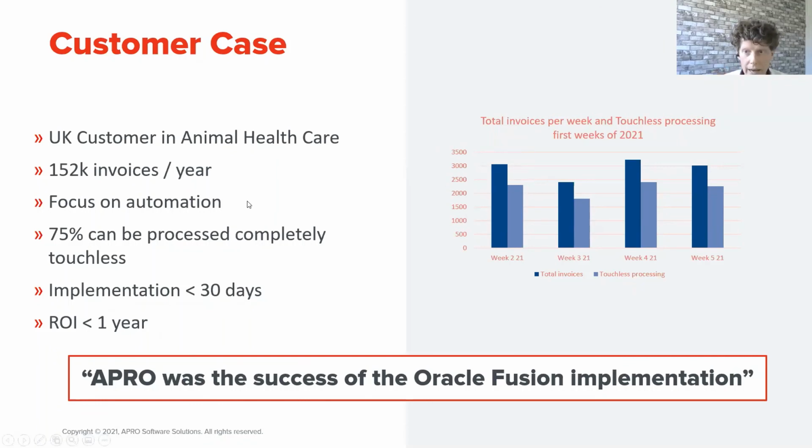So they said, well, we need a very high focus on automation because we don't want to process these invoices manually. We need too many resources for that. So there was a high focus on automation, and currently we can process 75% of these invoices. They can go completely STP, straight through processing, or touchless invoice processing to Oracle. So we did that in an implementation in less than 30 days. And for them, the return on investment was within 1 year. And as they said themselves, the APRO solution was a success of the Oracle Fusion implementation. So that was for us, of course, a huge compliment.